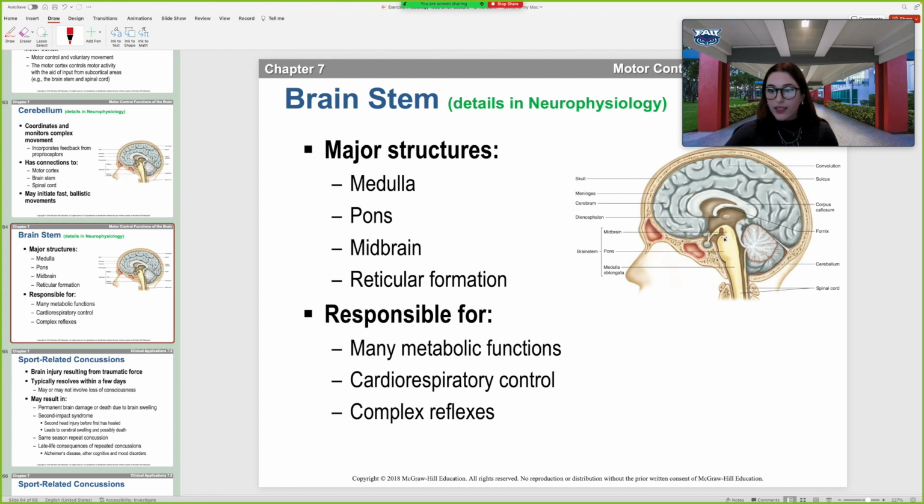The brainstem. We have the medulla, the pons, the midbrain, the reticular formation. This is something you'll go over in neurophys. It's responsible for many functions. Your brainstem is very important. It controls your cardiorespiratory control and complex reflexes, right? So if you have a brainstem injury, you could die.